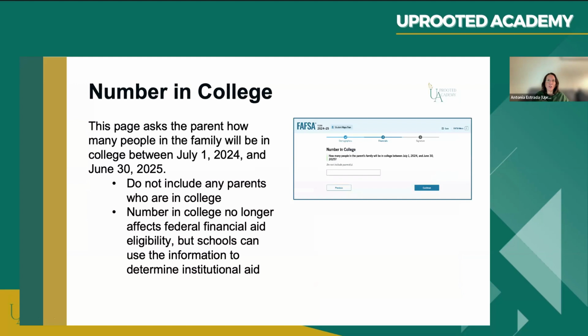So another question has to do with number in college. This page asks the parent how many people in the family will be in college during the award year. Instructions are given here, do not include any parents who are in college. The student is always included in the number in college, so it will be at least one. But you can include others in the family size who are or will be enrolled at least half time during the award year. Now, number in college no longer affects federal financial aid eligibility, but schools can use this information to determine institutional aid, the funds that they award to students.